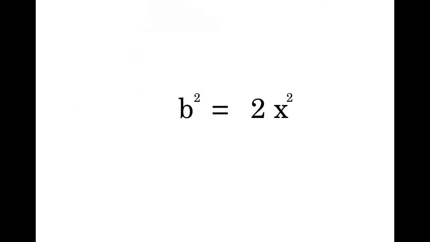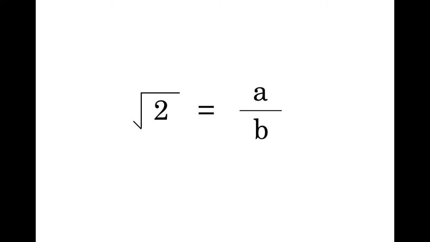What does this tell us about b? Just like before, and by the very same reasoning that we used to say that a is even, this tells us that b is even as well. Here's how. x is an integer. We declared it to be an integer when we wrote 2x to stand in for an even number. That means x squared is an integer. So 2x squared is an even number. So b squared is an even number. So b is an even number.